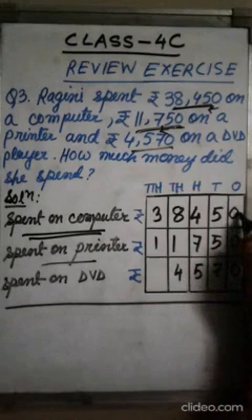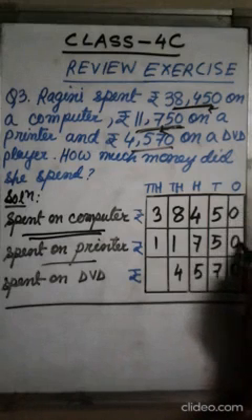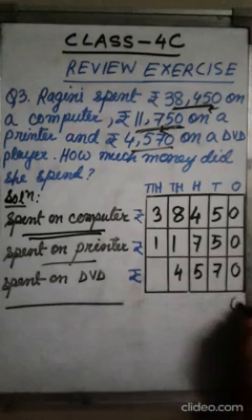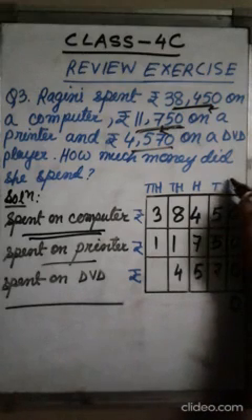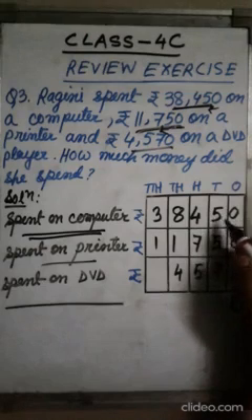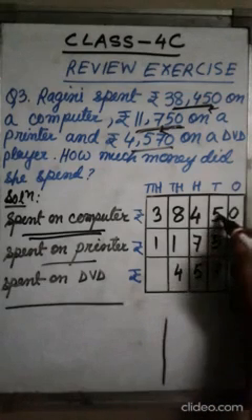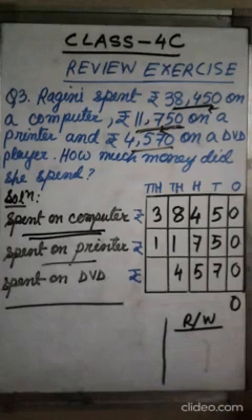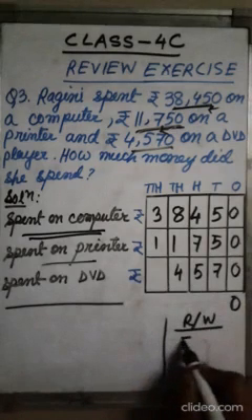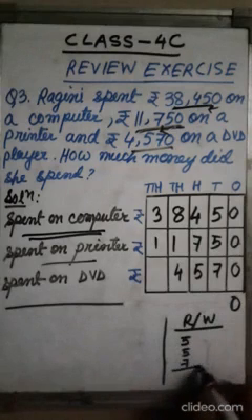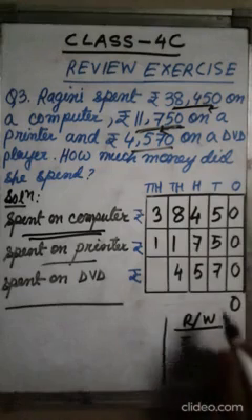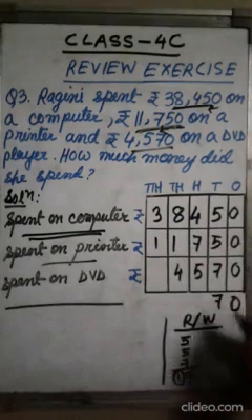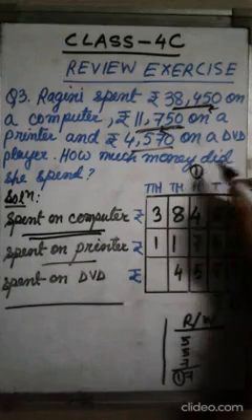Here you can see in ones place 0 plus 0 plus 0 is 0. There is no carry forward. In tens place 5 plus 5 plus 7, you have to do some rough work. 5 plus 5 plus 7, it is 17. So 7 I shall write here. 1 is carried forward to the next place.